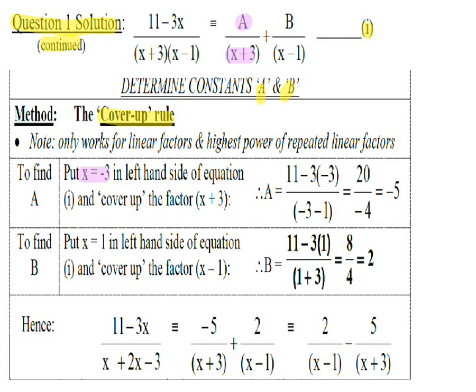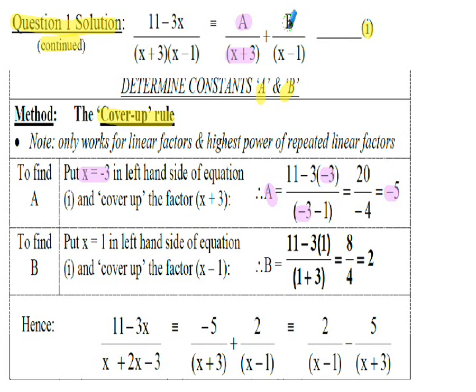And again, using the cover-up rule, we will then cover up the x plus 3 term and put the value of x equal to negative 3 wherever we see an x in the remaining part of the equation. Just be careful of the negative terms here when you insert them into the equation. You should find that a is equal to negative 5.